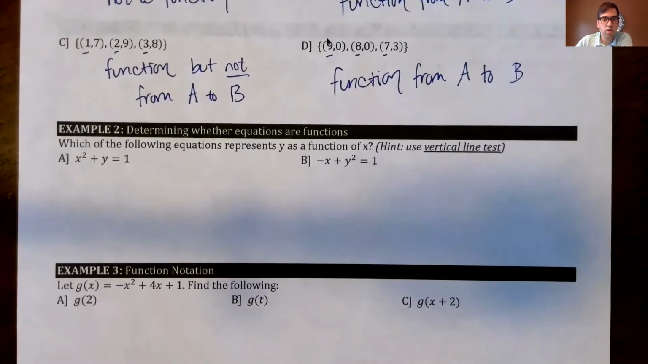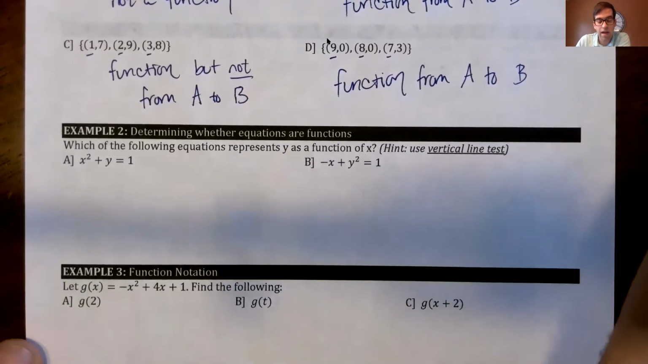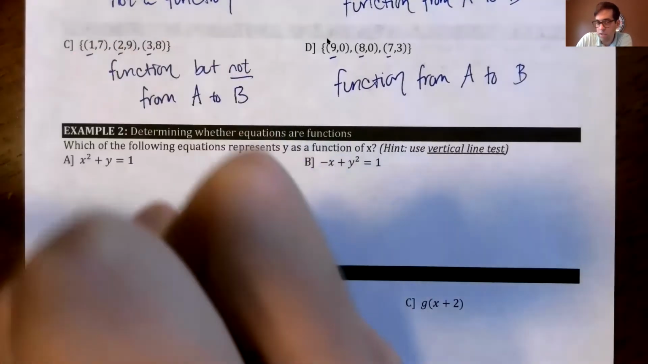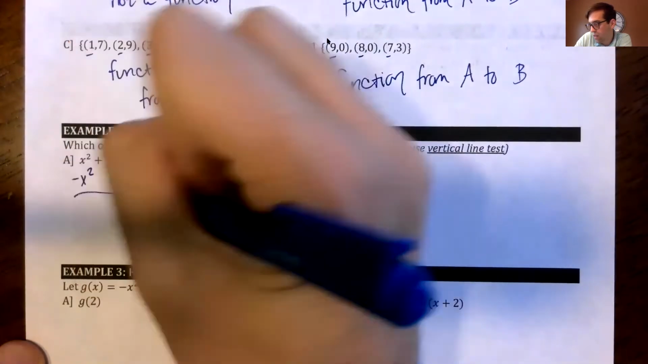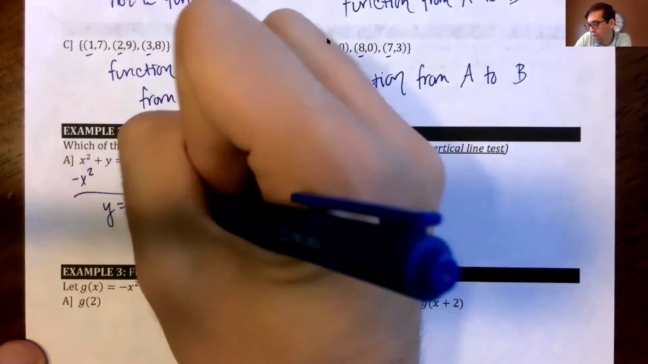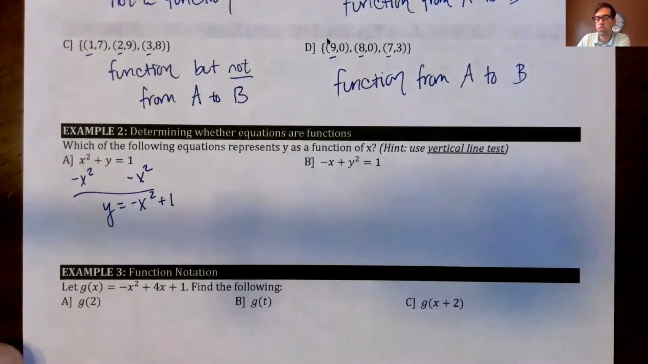Now we're going to determine whether equations are functions. Which of the following equations represents y as a function of x? We're going to use the vertical line test to help us out here. So the easiest way to graph an equation is to solve for y equals first. So in this first one, we're going to subtract x squared. We end up with y equals negative x squared plus 1. And this hint over here is going to be key. We're going to use the vertical line test.